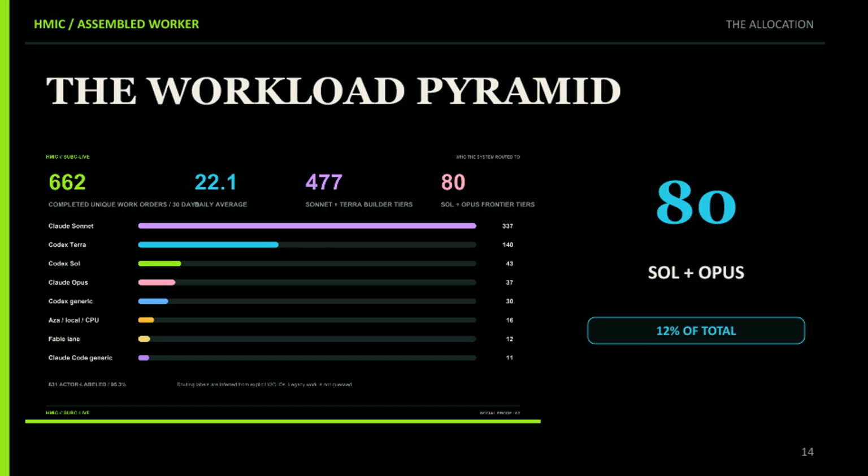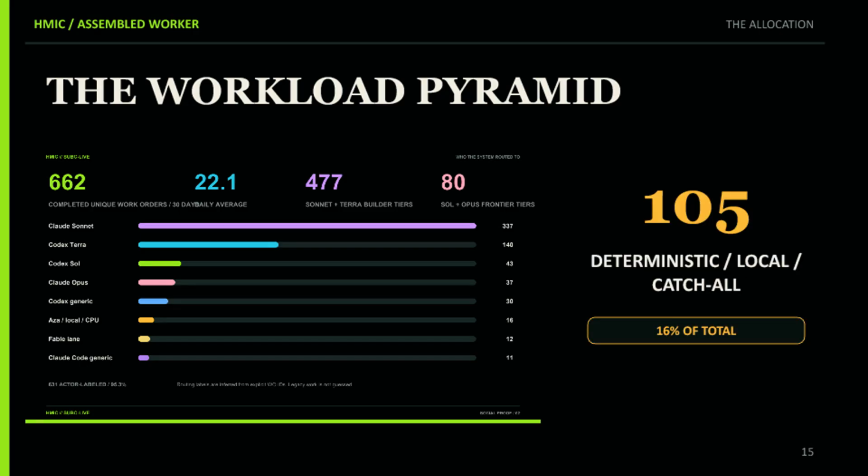Sol and Opus together handled 80 work orders, 12% of the total. Apex reasoning is expensive. The architecture reserves it for unresolved synthesis, consequential judgment, and coordination decisions. The remaining bars cover the deterministic, local, and catch-all seats, work with known algorithms, schema validation, repeatable transforms that conventional software handles without a language model.